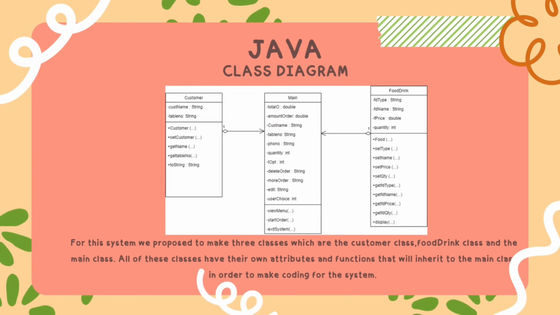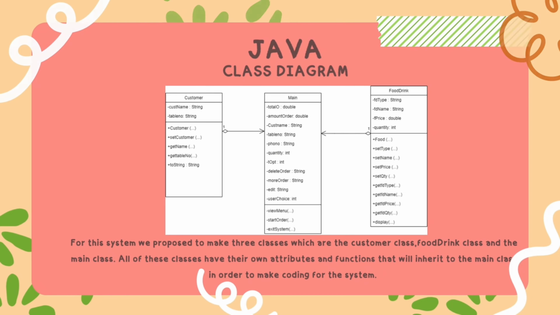Java class diagram. For this system, we propose to make 3 classes, which are the customer class, food drink class, and main class. All of these classes have their own attributes and functions that will be inherited by the main class in order to write the code for the system.